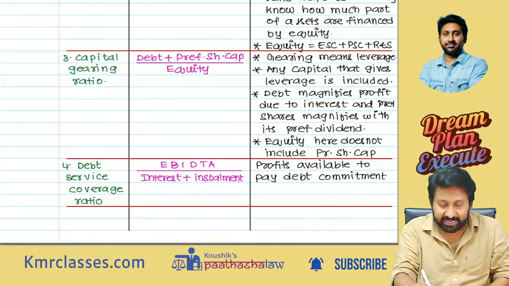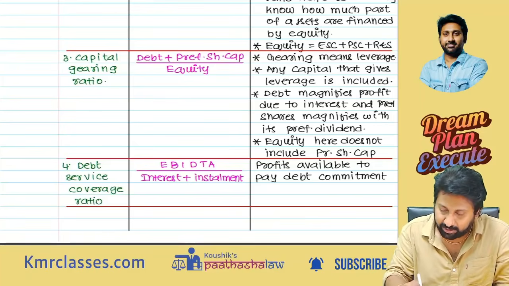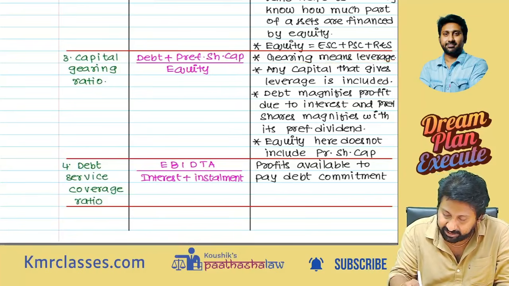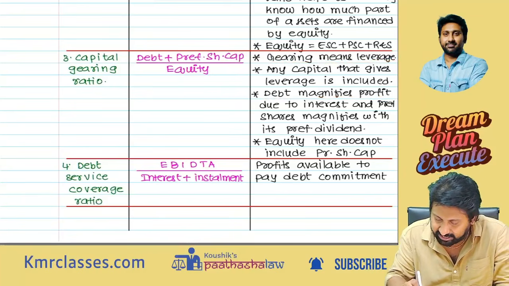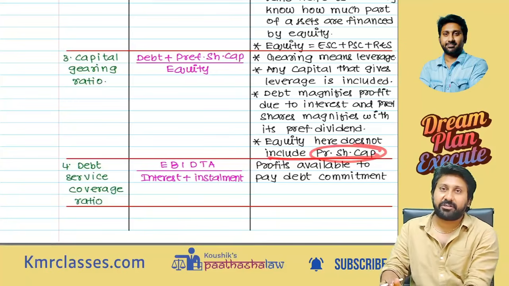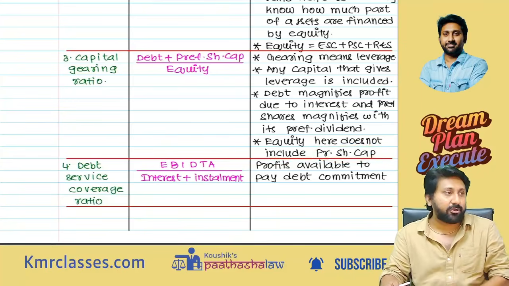In this case, equity preference will not come. Gearing means leverage. Equity here does not represent preference share capital. It is also treated as debt only.